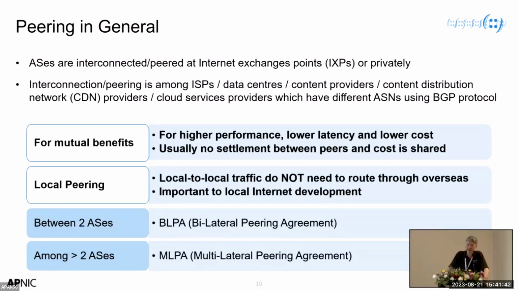And for this kind of peering relationship, usually there wouldn't be any settlement between the peers. You don't need to pay for the connection. And the cost for the circuit is usually shared. Like if you set up a circuit, maybe each party would pay half of the circuit. Or if you have two circuits for resilience, one would pay for one circuit, the other would pay for the other circuit.